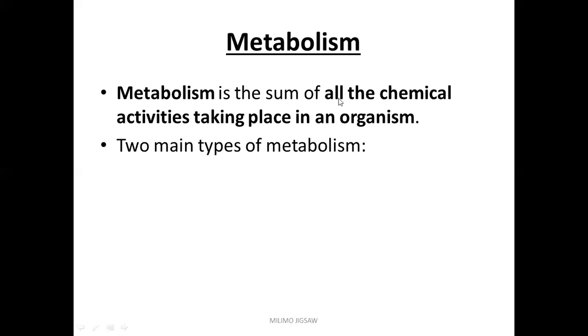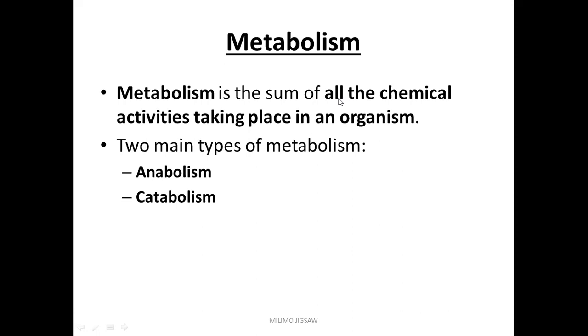Now, there are two main types of metabolism. When you look at an organism's metabolism, it consists of many intersecting series of chemical reactions or pathways. So it's either the reaction is anabolic, anabolism, or it is catabolism.